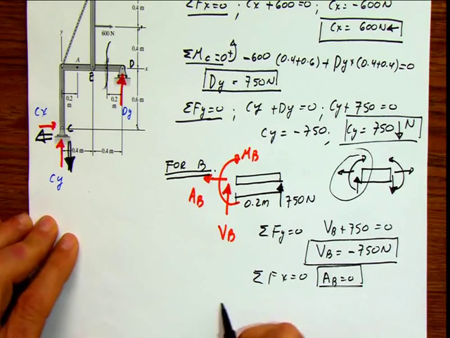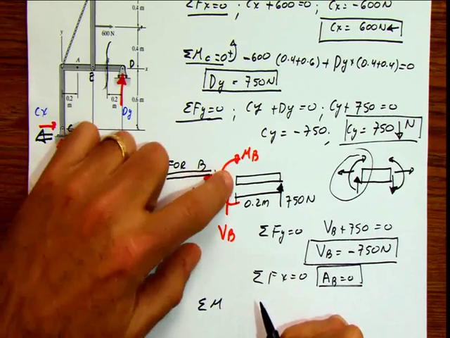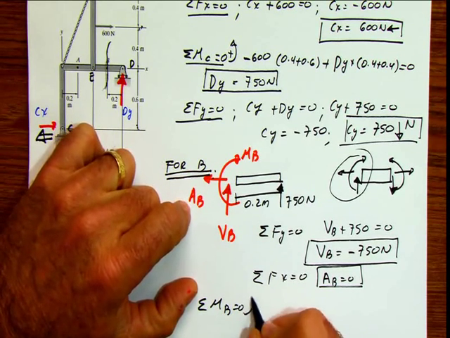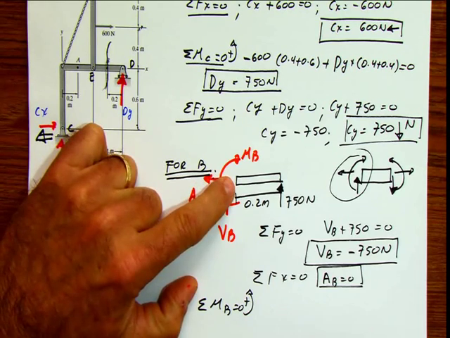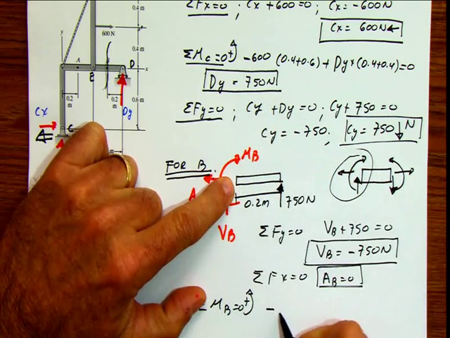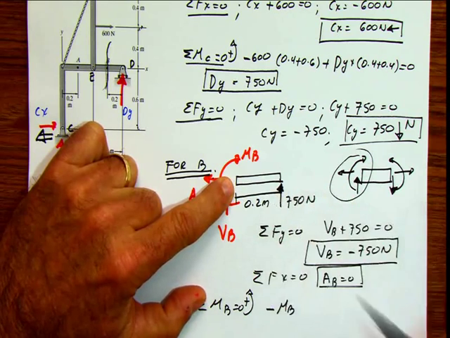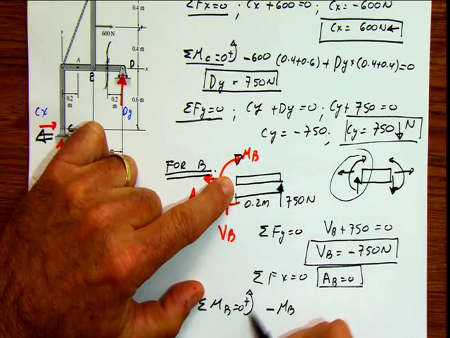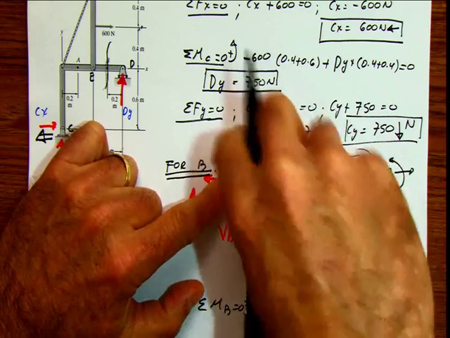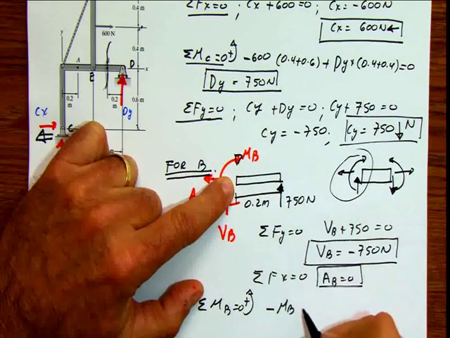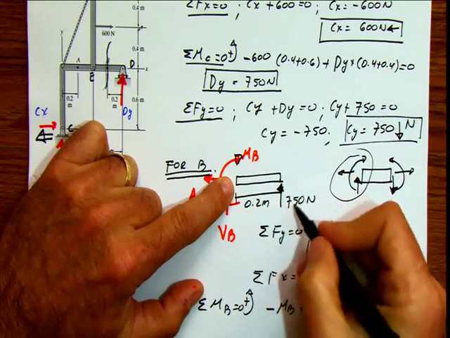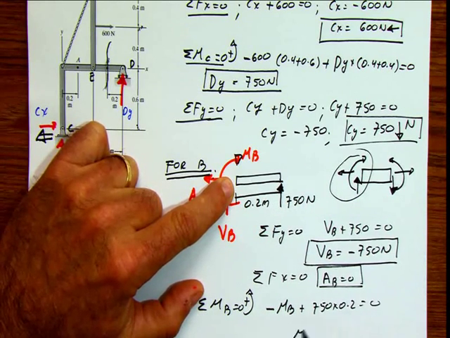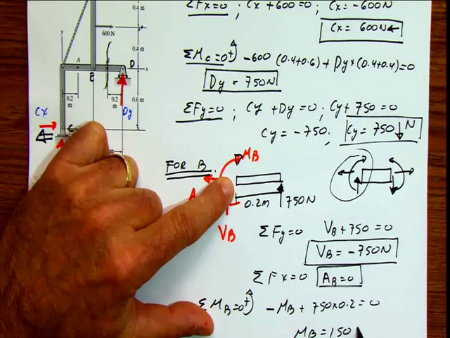And now we do summation of moments. I like doing summation of moments always at the point where I'm doing the section. So summation of moments at B equals 0. If I do that here, then I have MB, which is going to be negative. Why is it negative? Don't get confused. Remember, I said this is the positive direction, but when I do the summation, this is my assumption. So according to this assumption, this is going to be negative MB, and this is going to be plus, because it's rotating in this direction: 750 times 0.2 equals 0. So my moment at B is going to be 150 Newton meters.